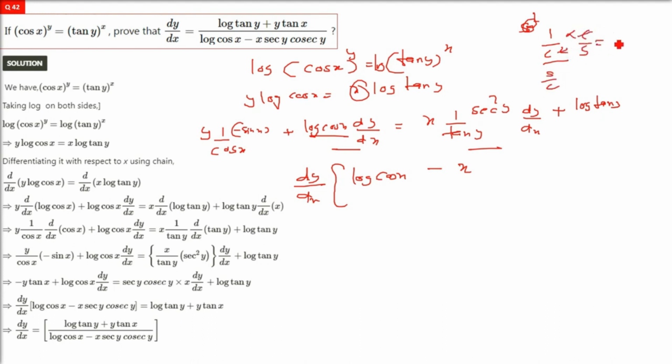So 1 by cos sin, so when cos sin goes up, it will be sec and cosec. So what you will get? x sec y cosec y. So just write it here: x sec y cosec y. These are the dy by dx term.